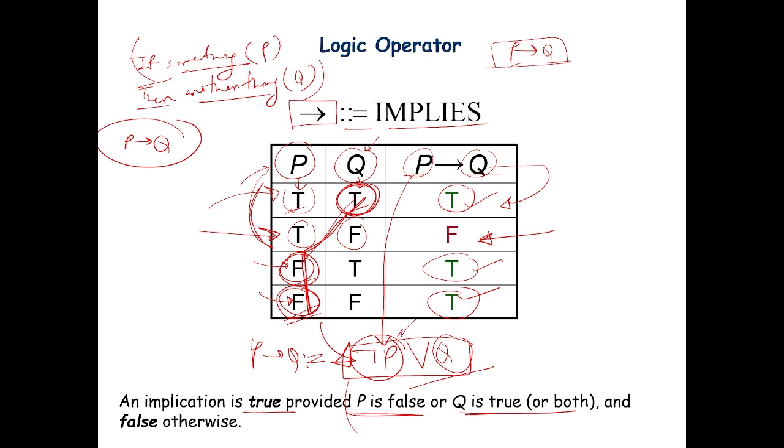Whenever P is false or Q is true. And there's only one case left when this becomes false. Can you say what this is? This is P and not Q. This is the only case when our implication is false.